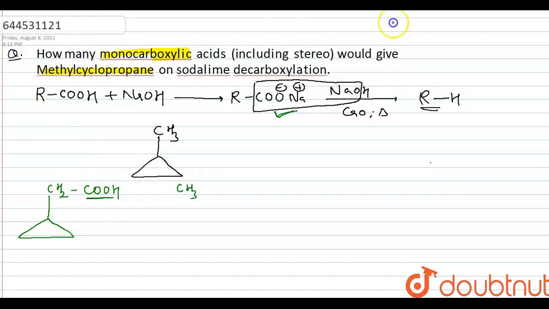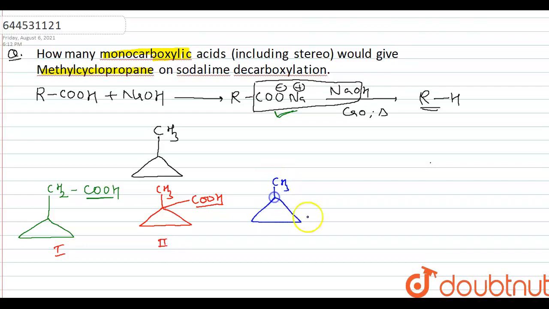And next, I want to attach the carboxylic acid on this carbon. It is our first and it is our second carboxylic acid, in which this group changes to salt and is eliminated and attached to H and forms methyl cyclopropane. And next, CH3 group, and I attach the COOH group here, H.